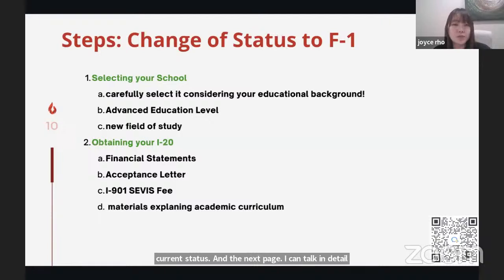So selecting your school, I know that you guys have good knowledge and information about the schools in the United States.